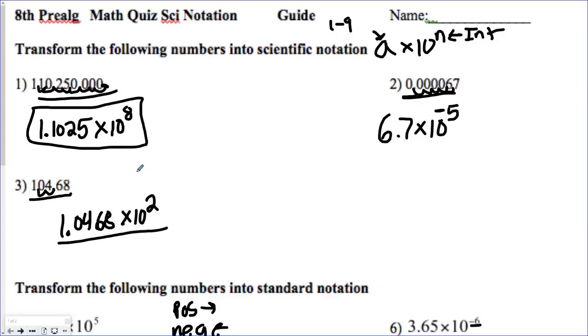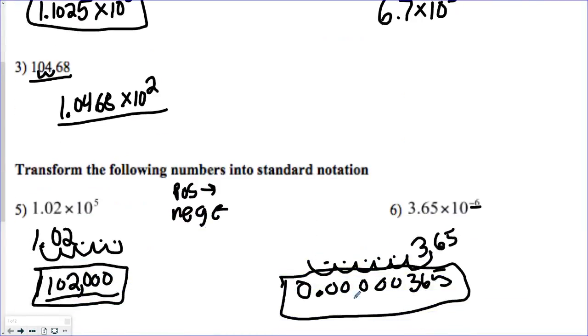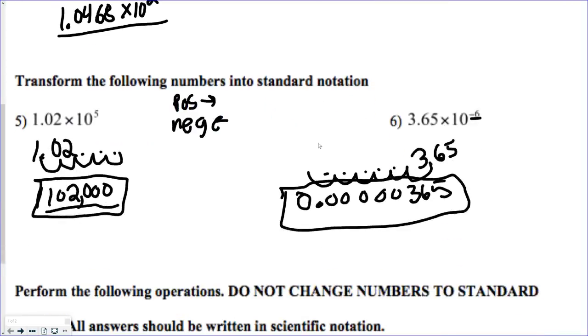So again, the first few questions are just about going to scientific notation or going to standard notation. And it's just a matter of, again, jumping the decimal point either left or right. That's all there really is to it. So just make sure you know what direction to jump and we should be okay.